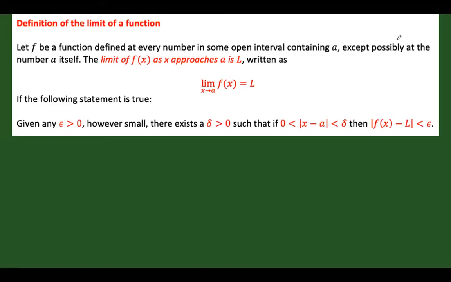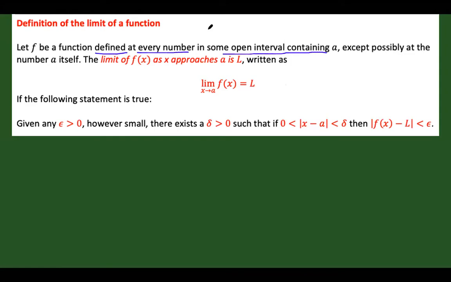Before we prove that the given limit of a certain function is true using the definition of the limit of a function, let's first define what a limit of a function is. It is defined as: let f be a function defined at every number in some open interval containing a.